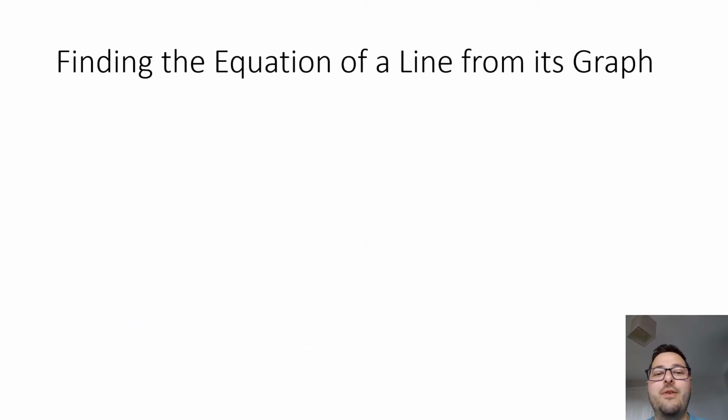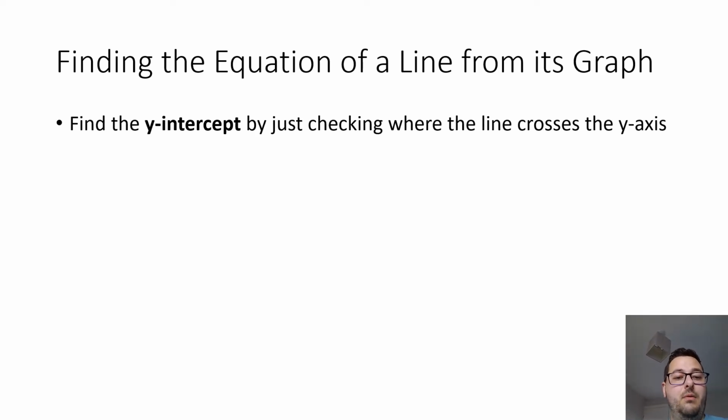Okay, so now we're going to look at finding the equation of a line from its graph. You can find the y-intercept just by checking where the line crosses the y-axis. So that's a really easy one. So look at the graph. Where does it cross the y-axis?